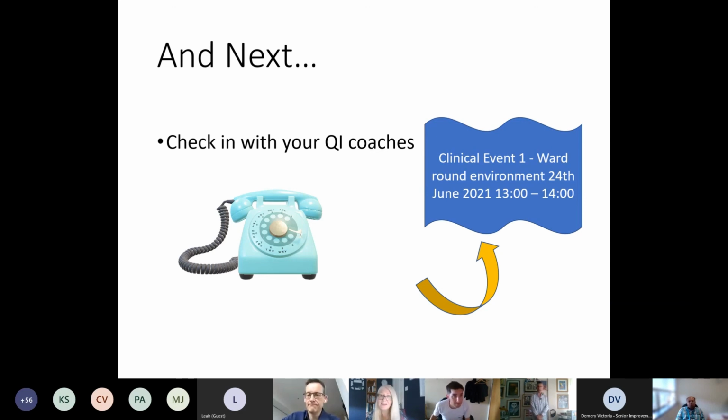The next event in our collaborative is actually the clinical event. So this is really going through the quality standards within the Royal College of Physicians Modern Ward Round guidance. So clinical event session 1 is about the ward round environment. It's on the 24th of June between 1 and 2. Again, it will be recorded, very much like this. It's been recorded, and they will all be stored on our Futures NHS platform for you.